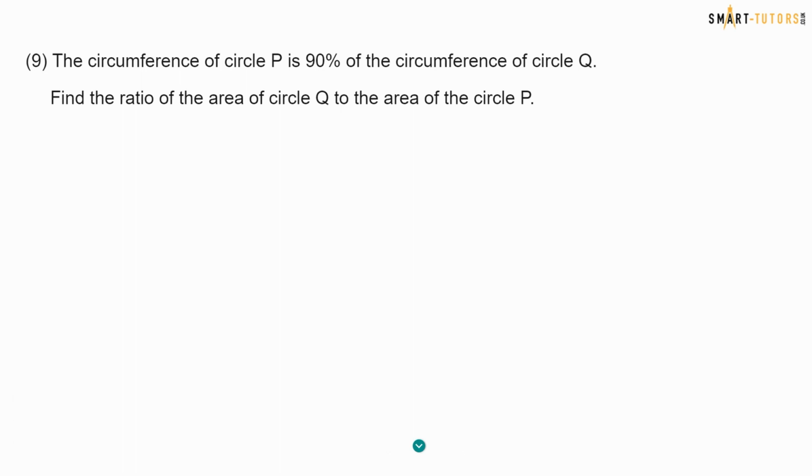Let's go to the next question, number 9. The circumference of circle P is 90% of the circumference of circle Q. Find the ratio of the area of circle Q to the area of circle P, right? So try this question. It's a little bit trickier one. So again, they're asking for the ratio.